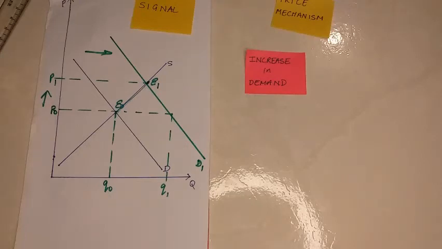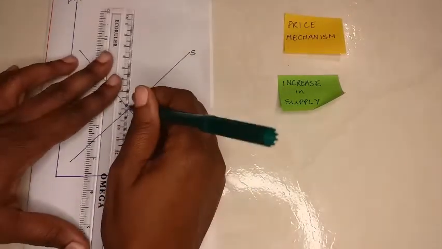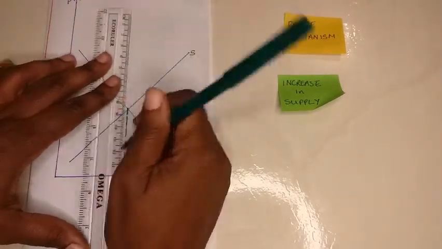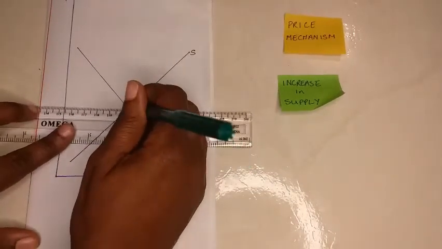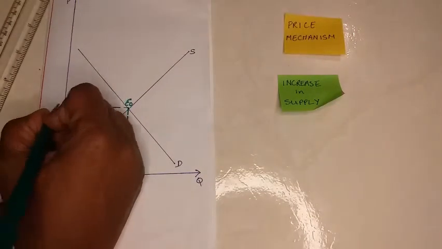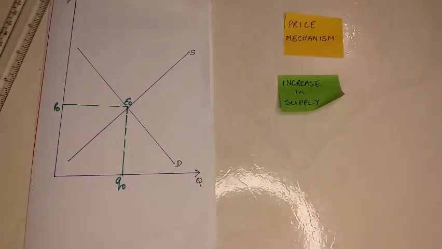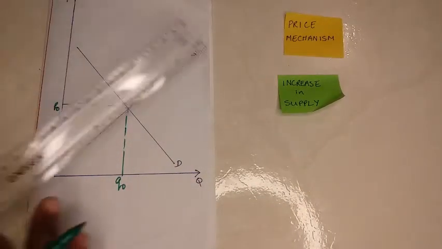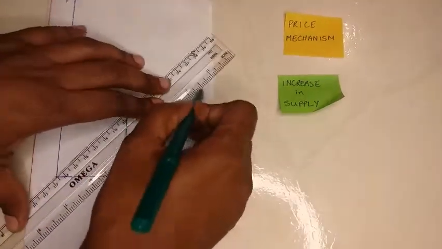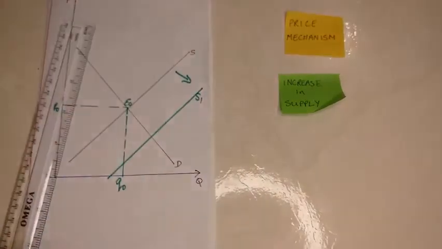So now we're going to examine what happens when the price mechanism operates when we have an increase in supply. So of course we have to look at our equilibrium position at first. So we'll have our original equilibrium P0, price and quantity Q0. And let us assume that we have an increase in supply. That means that our supply curve will shift to the right, to S1. So we have this increase in supply.